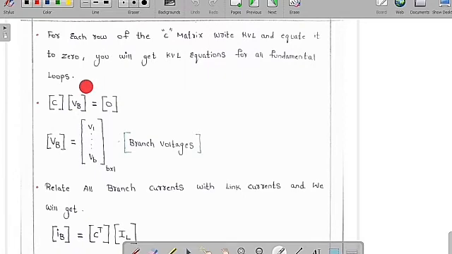So therefore, we can say clearly, for each row of the C matrix, write KVL equations equal to 0. So you are going to get the branch voltages, means the summation of branch voltages in the closed loop is equal to 0. Therefore, you are going to get the KVL equations for all fundamental loops.